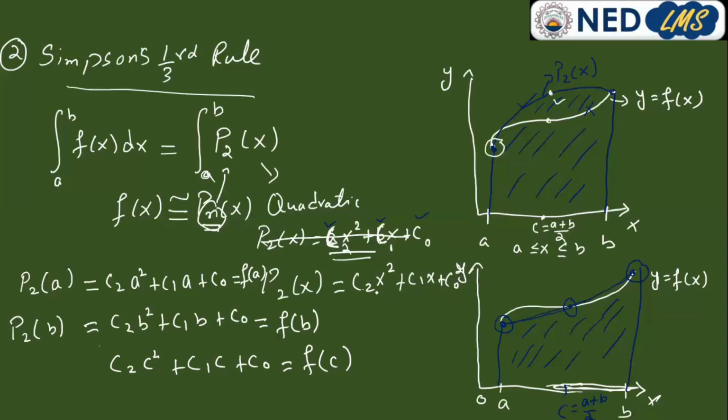It will be x cube over 3, x square over 2, and x, with upper limit minus 1. I will get the answer easily. So the question is, how do we find it? The only thing missing is the C2, C1, and C0 coefficients. But I have three conditions now and three unknowns. Whenever we have three conditions and three unknowns, we can solve it using a matrix. So we can find the values of C0, C1, and C2, and I will replace them in this part.